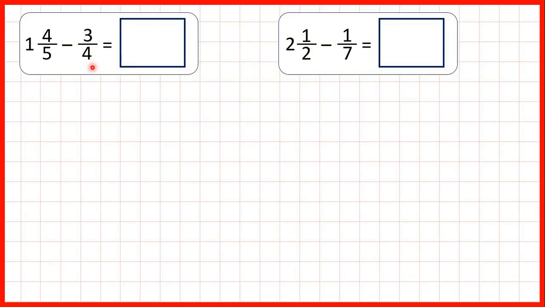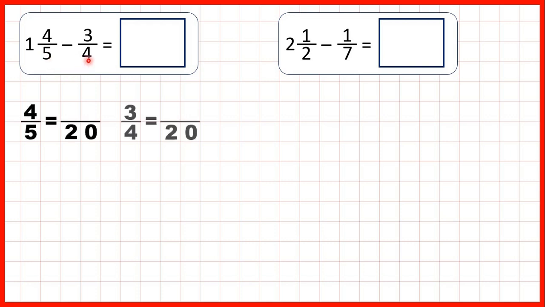Now we need to subtract a fraction from a mixed number. So first we have 1 4/5 minus 3/4. But to subtract fractions we need the denominators to be the same. Now the lowest common multiple of 5 and 4 is 20, so we can find equivalent fractions to 4/5 and to 3/4, which both have a denominator of 20.